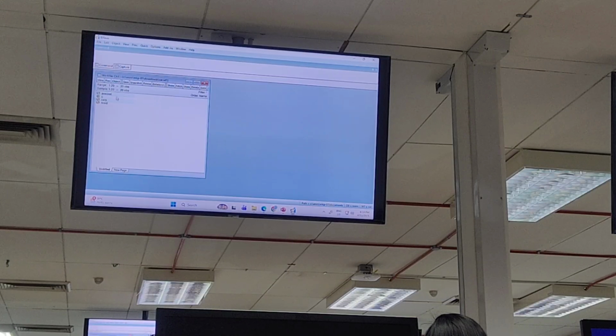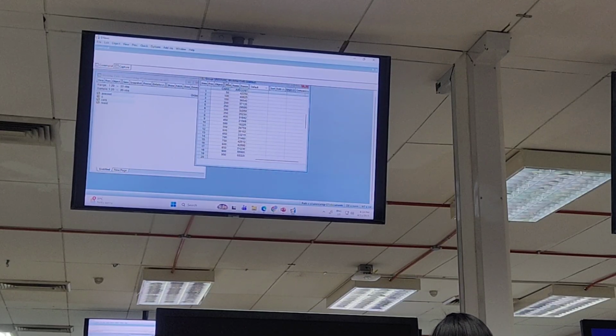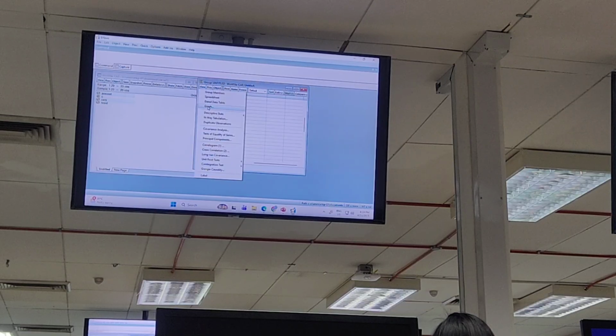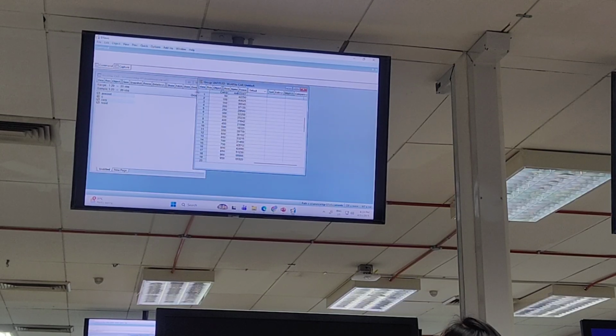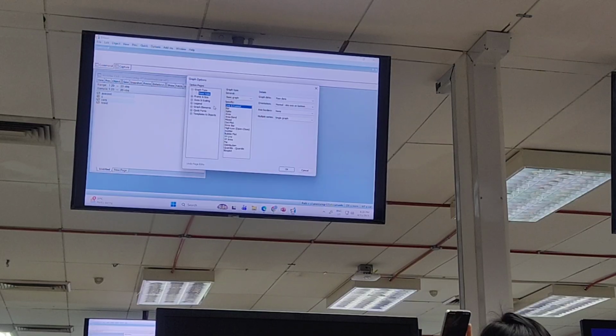You choose these, then right click and open as group. After you create a group, you go to view graph, and then you choose scatter plot. Scatter.